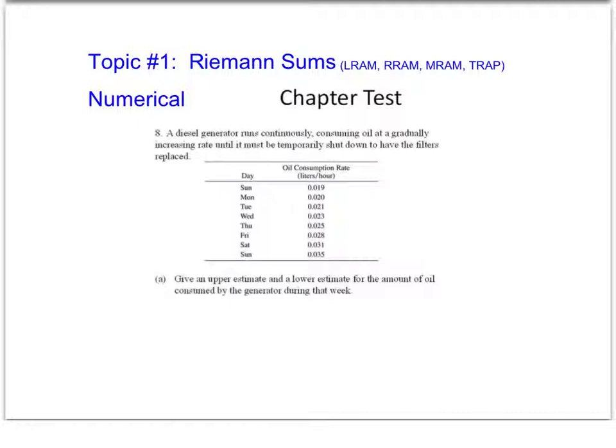So for example, this problem is asking that you give an upper estimate and a lower estimate. Well, you have to ask yourself, which would give you the upper estimate? Well, just looking at this data, I can see that 0.019 is less than the last value. So if I were to do LRAM, I would get a lower estimate. And if I were to do right RAM, I would get the upper estimate.